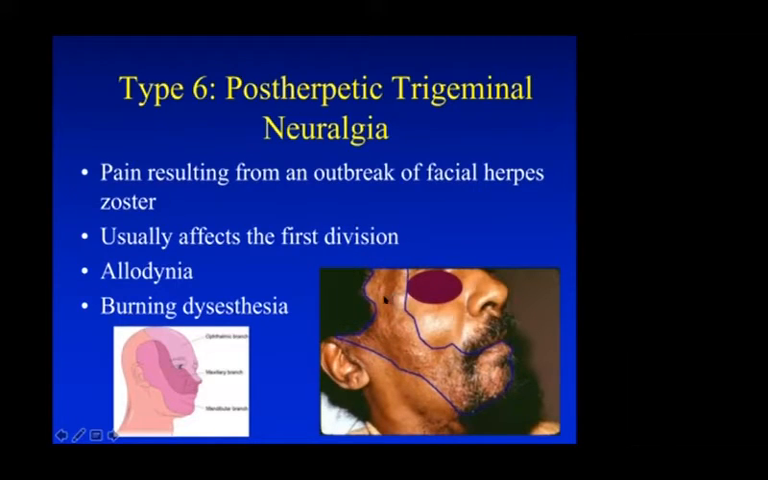And what that does is, just having the virus in the nerve causes the pain. It's a burning type of pain. Unlike most other trigeminal neuralgia, which affects the lower part of the face here, the postherpetic trigeminal neuralgia can affect the upper part of the face, on the forehead above the eyebrow. Again, it's usually associated with an outbreak of chickenpox-type lesions on the skin.